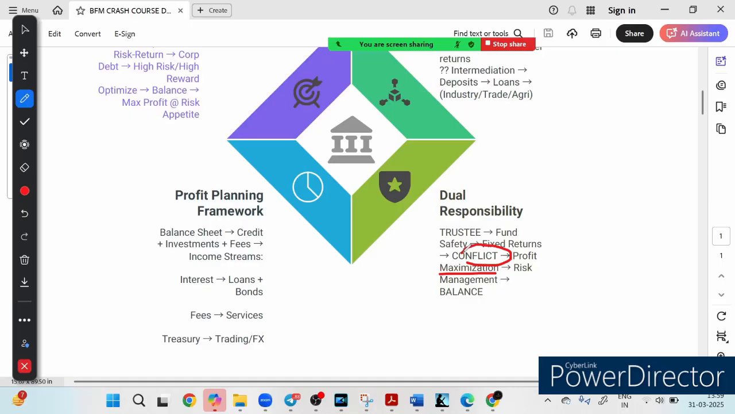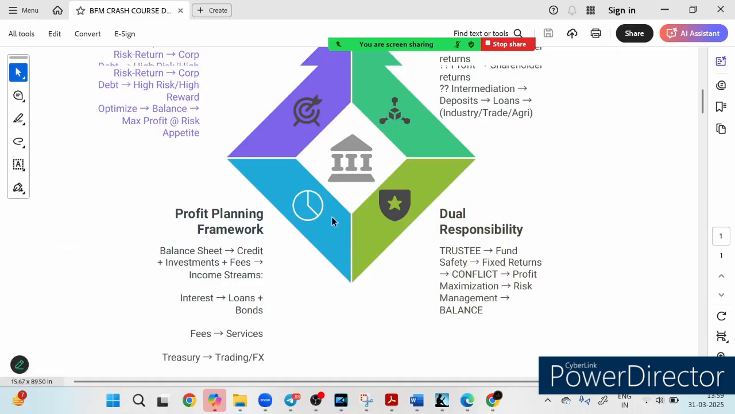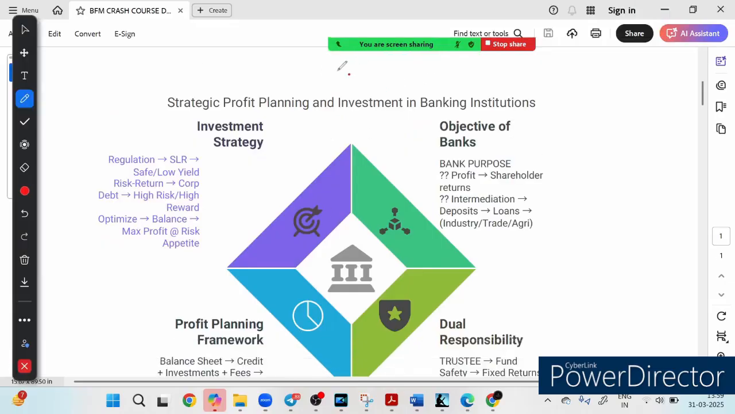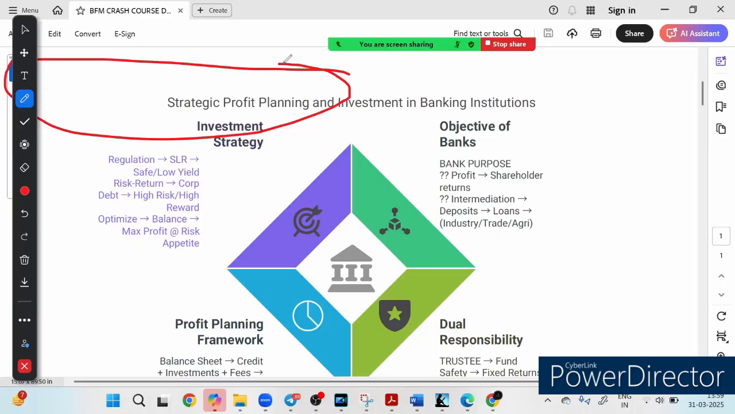So friends, the conclusion is that strategic profit planning in a bank is all about striking the perfect balance. That is called strategic profit planning. That is what we are discussing right now. It is all about striking the perfect balance between earning high return while maintaining financial security.